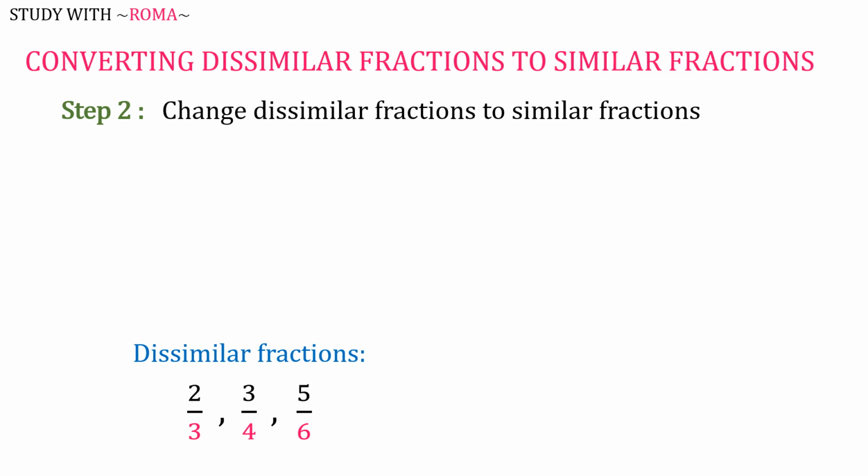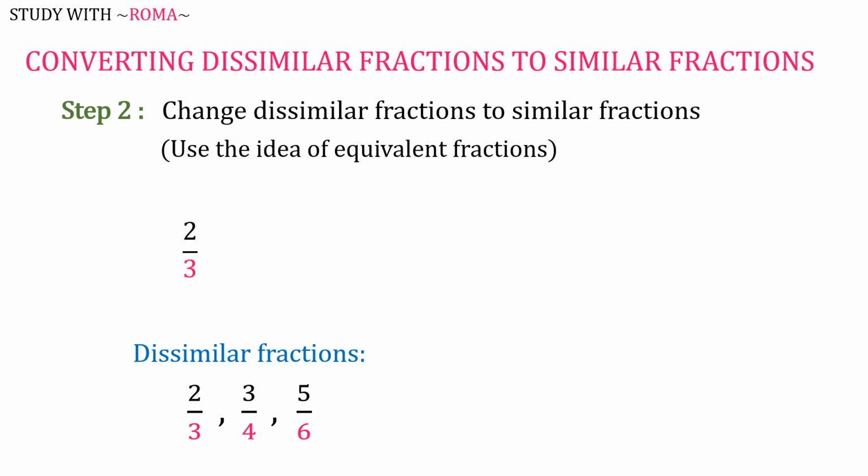Again, our aim is for the three fractions to have same denominators to make them similar fractions. We will be using the idea of equivalent fractions. For 2/3 to have a denominator of 12, multiply 3 by 4. Remember that if you multiply a number to the denominator, do the same to the numerator, so multiply 2 as well by 4. 2 times 4 equals 8 and 3 times 4 equals 12. 2/3 can now be written as 8/12.